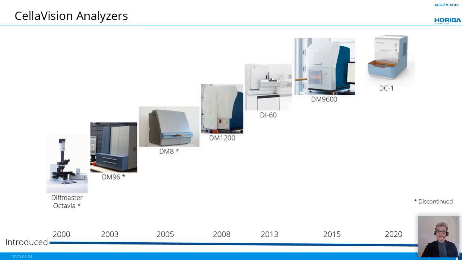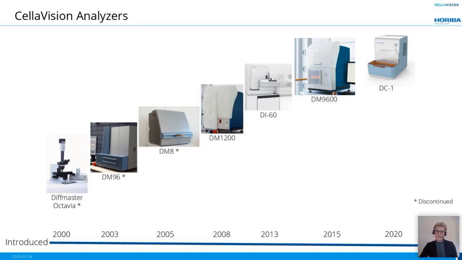And then last year, 2020, we launched the latest system in our little family, called the DC1. This system targets small labs. You can only run one slide at a time on this, and you load it manually and apply the oil manually. But it can be connected to our other systems, and it performs the pre-classification just like the other instruments. And this is also building on a new generation and a new platform.